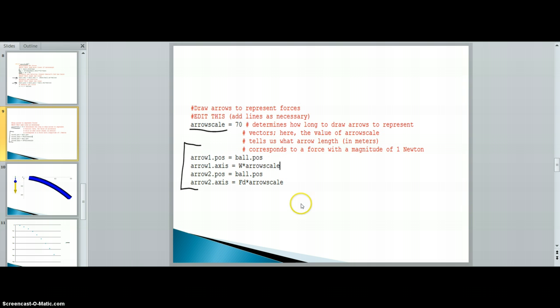Then we plug in this code to put arrows into our diagram that comes out when we run the module. I use arrow scale equals 70, so the arrows would be nice and clear. Arrow 1 position is ball position, and the arrow 2 is also ball position. And then just W times arrow scale and the drag force times arrow scale for the 2 arrows.